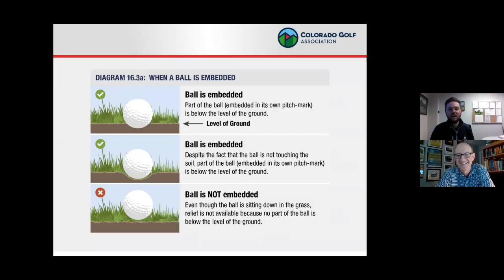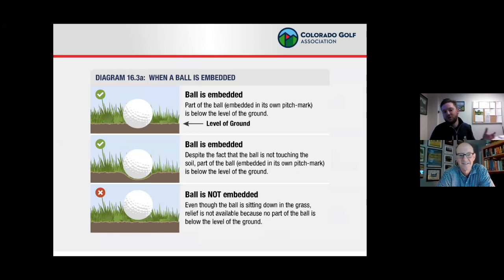If we look at a diagram here, the new rules of golf have added these pictures to the rules, so we can look through and see what an embedded ball is and how it could fit that mold. So here, this is a picture from the rule book. Rule 16.3a is what we're operating under. The ball has to break the level of the ground, right? So in options 1 and 2, the ball has broken the level of the ground.